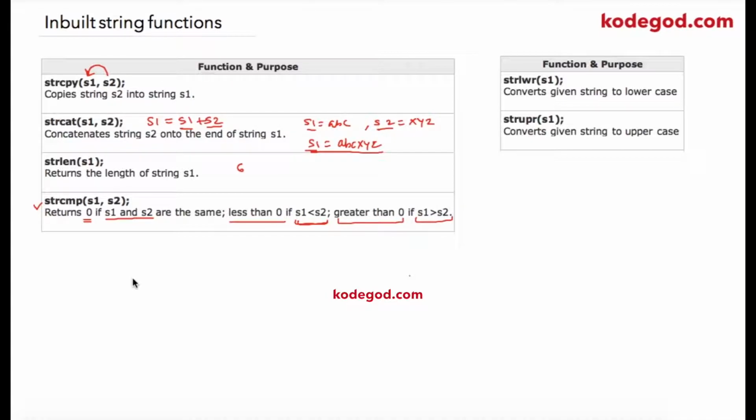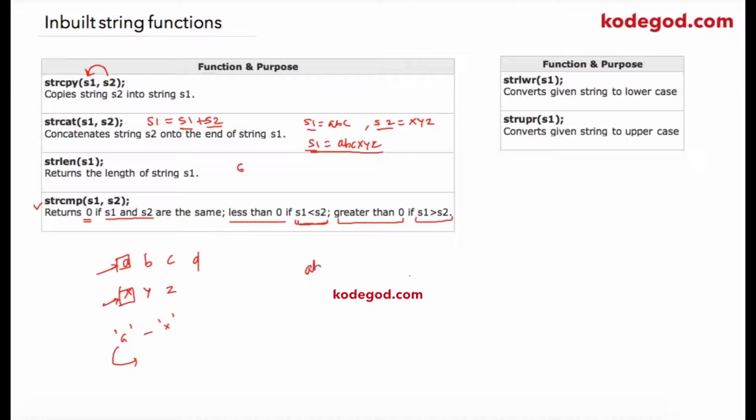But let me explain how the function is executed internally. Suppose we have two strings, abcd and xyz. What the compiler does is it starts subtracting the ASCII value of characters from the first string with the ASCII value of the second string. If the result is non-zero, then the difference is returned by the function. So whatever the ASCII value of a minus the ASCII value of x, that will be the result.